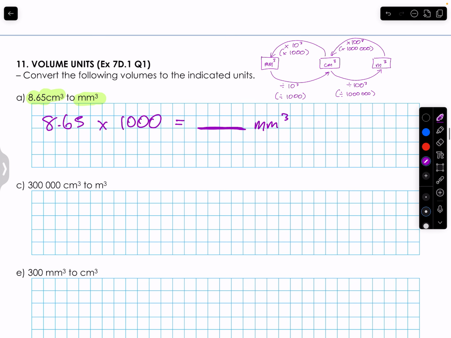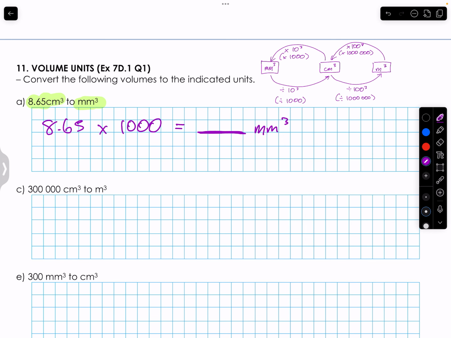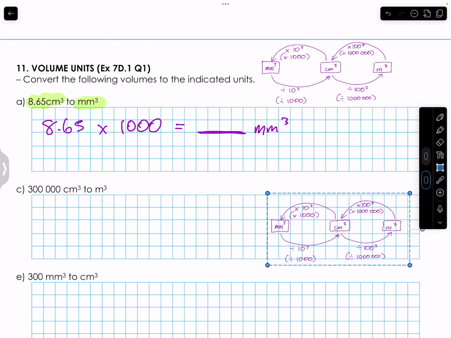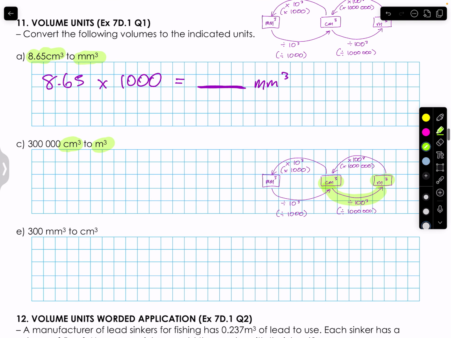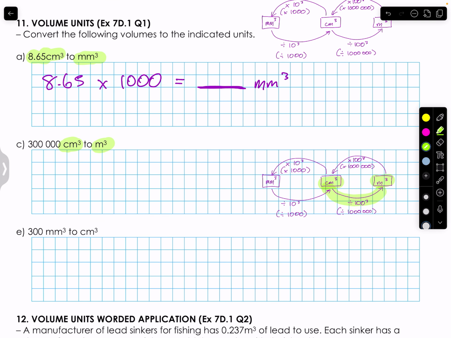So the following questions, all you're doing is using that flow chart, okay? So if you look at this question, you're going from cubic centimeters to cubic meters. So cubic centimeters to cubic meters, you're going to be using this arrow here, which is dividing by 1,000,000. So do the same process as the first one. I'm not going to answer it for you.